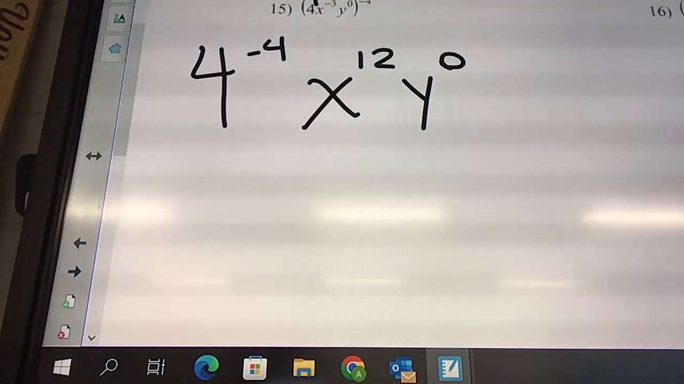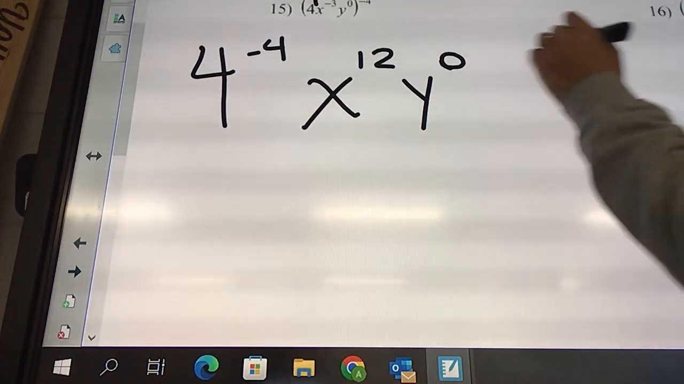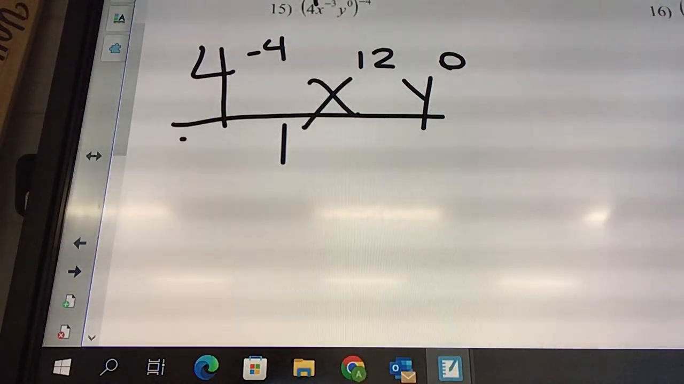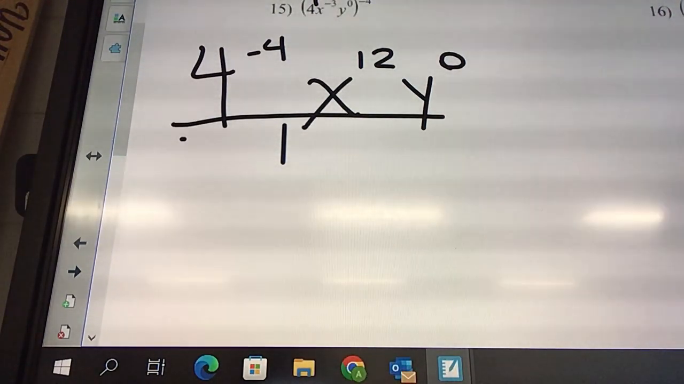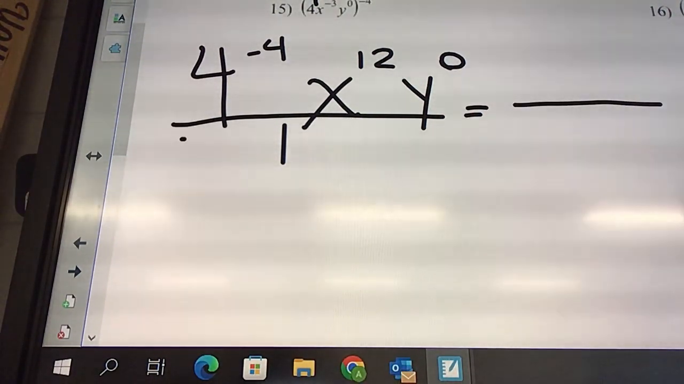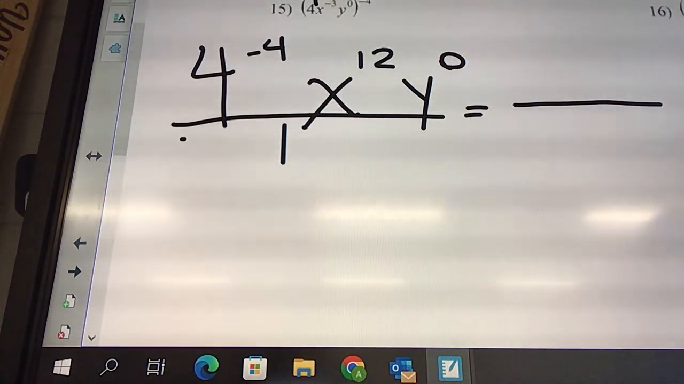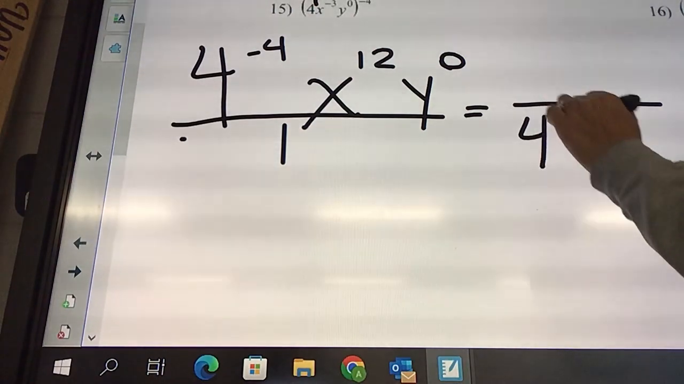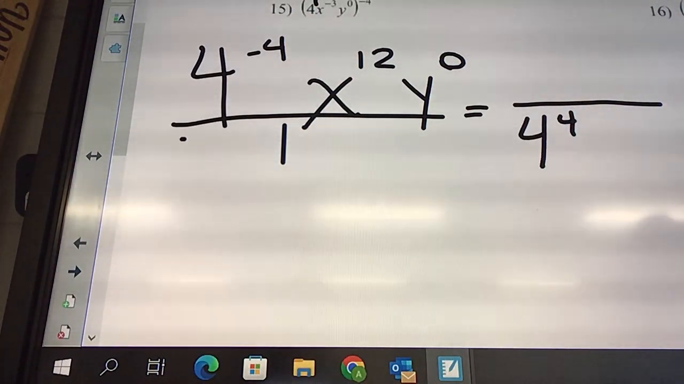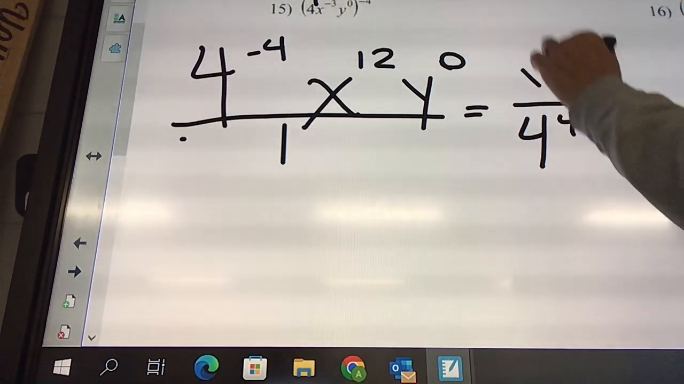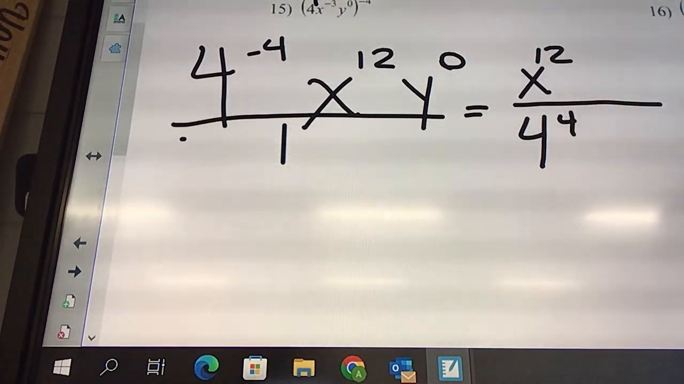Okay, do we have any negatives? Yes. Okay, so draw your bar. Okay, first of all, this is really over 1. Okay, because I think that will help some of you guys out. Okay, that's over 1. So 4 to the negative 4, where is it going to go? On the bottom. Okay, and it's going to become a positive. X to the 12, where is it going to go? It's going to stay on the top. Y to the 0. It's going to stay on the top.